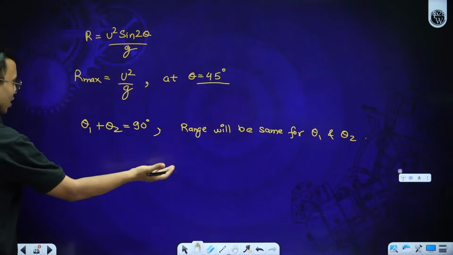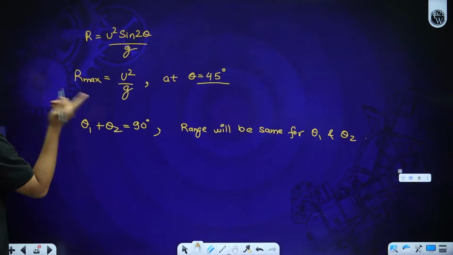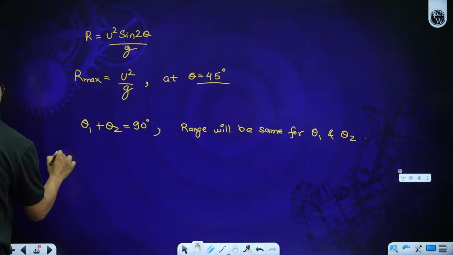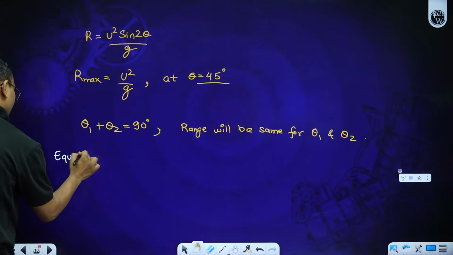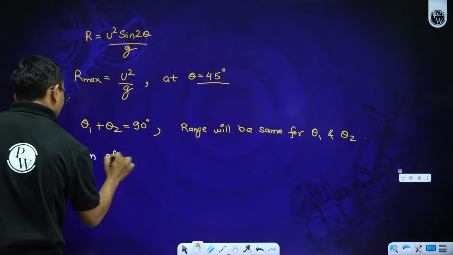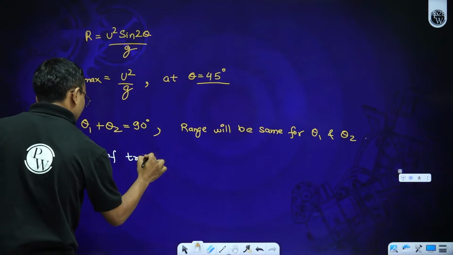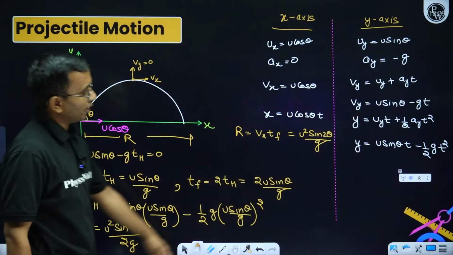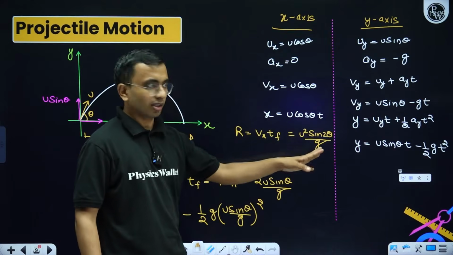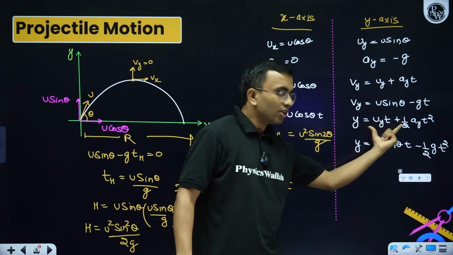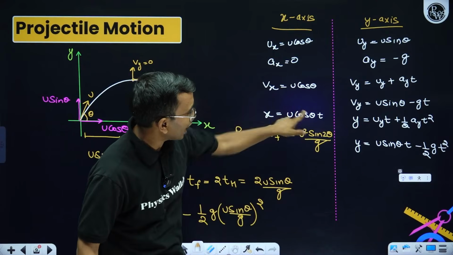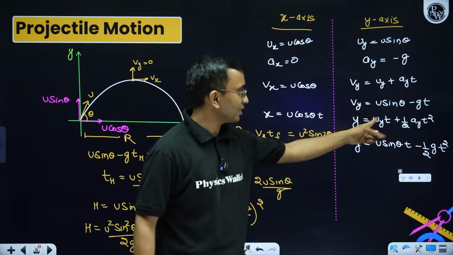Okay, so we got the range will be same for complementary angles. Remember that. Now let us do equation of trajectory. Equation of trajectory means the relation between x and y coordinate, how x and y are changing. So this is how x is changing, this is how y is changing. So what you need to do, just put time here in terms of x in the second equation.